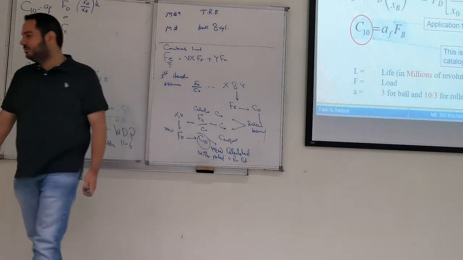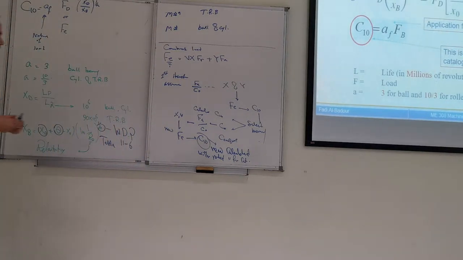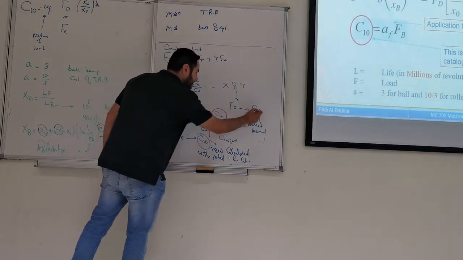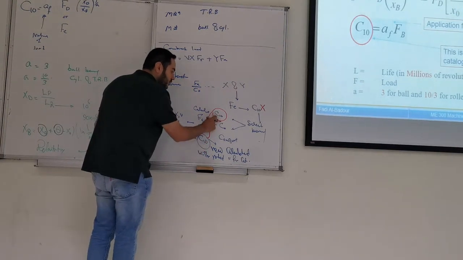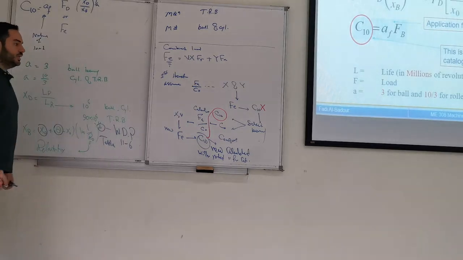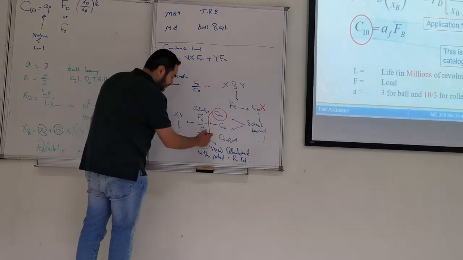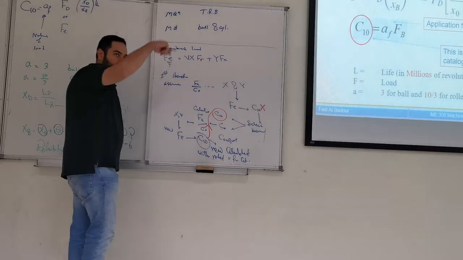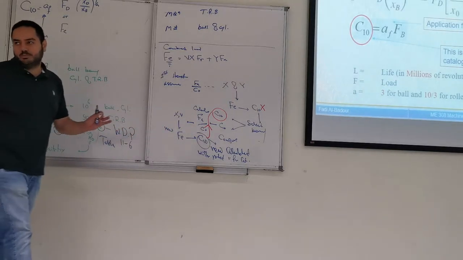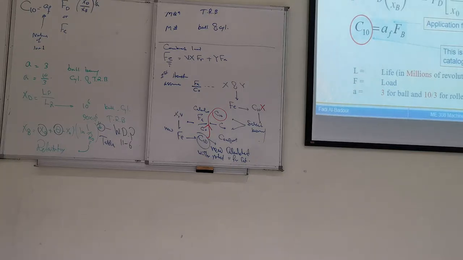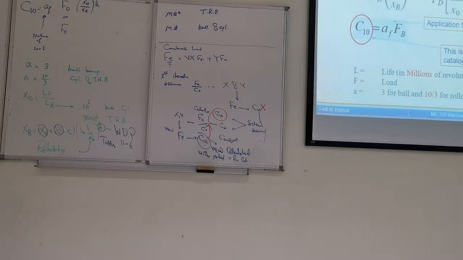Let me put the red circle on it. So you will compare this one with this one, not this one. You will compare the new calculated C10 with the C10 in the catalog based on your selection. If the calculated one is bigger than the catalog one, it means you have to do a second iteration and select a new bearing. If the opposite, you stop. The newly calculated one must be less than or equal to the catalog one. Catalog, you mean the table?